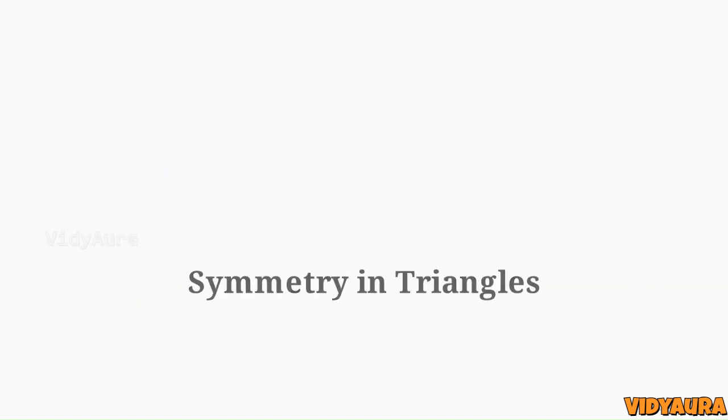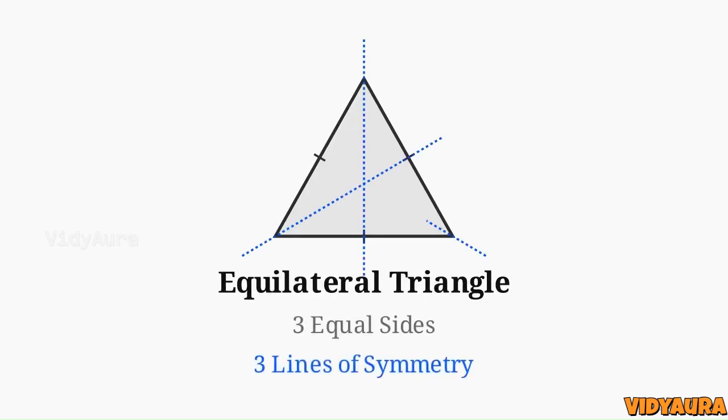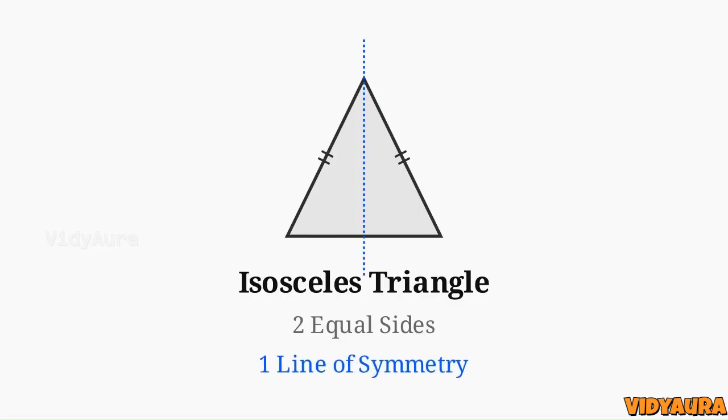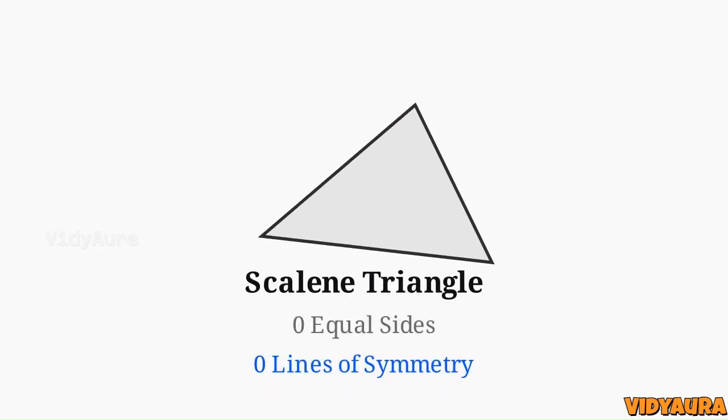We see this relationship between side length and symmetry in triangles. An equilateral triangle has 3 equal sides and 3 lines of symmetry, while an isosceles triangle has 2 equal sides and just 1 line. A scalene triangle with no equal sides has 0.